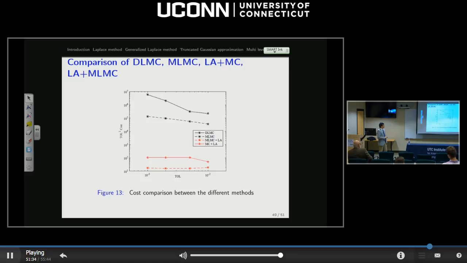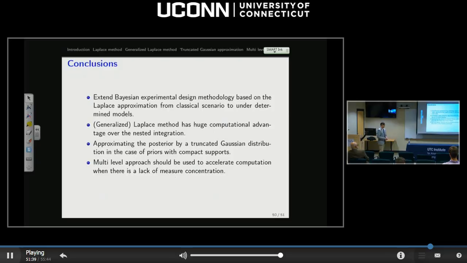So here's the conclusion. First, we extended the Bayesian experimental design methodology based on the Laplace method to the domain where there's no Gaussian approximation anymore. There's only the posterior measure concentrating at some manifold. This is what we call the generalized Laplace method. And these two methods have a huge computational advantage over the nested Monte Carlo.